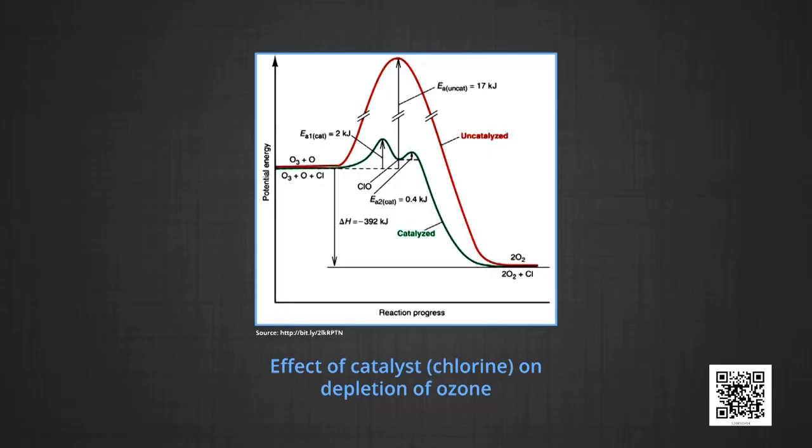For example, in the ozone cycle, the depletion of ozone to oxygen speeds up in the presence of chlorine. Chlorine breaks down the ozone molecule to form a less stable intermediate, chlorine oxide, ClO, which readily decomposes to an oxygen molecule and chlorine. Here you can see again the graph and the effect of the catalyst chlorine on the depletion of ozone. A small amount of catalyst can catalyze a large amount of reactants.